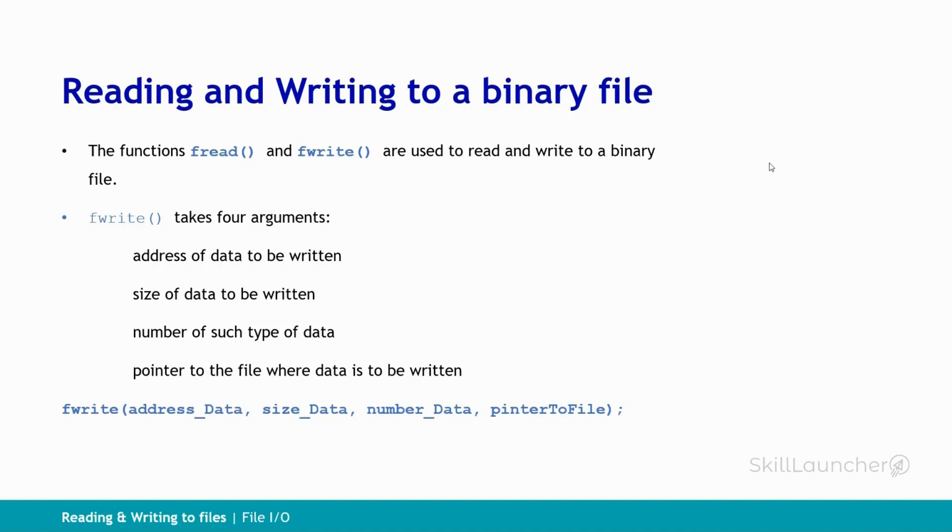Here's the syntax. It starts with the keyword fwrite, followed by the parameter list in the sequence: address of the data, size of the data, number of the data, and pointer to the file. Same goes with fread. It takes the same 4 arguments as fwrite.